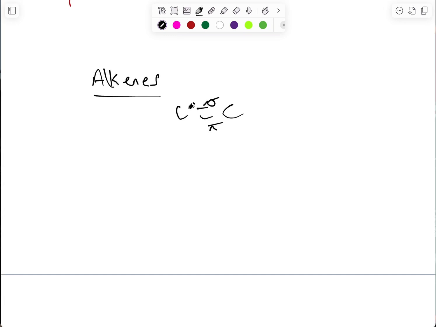And in fact, that unsaturation helps it to be very, very reactive. One of the tests for the presence of a double bond is that they decolorize bromine water. Alkenes decolorize bromine water. Bromine water, which has a brownish or orange color, becomes colorless when you react it with alkene. So that's the major test for alkenes.